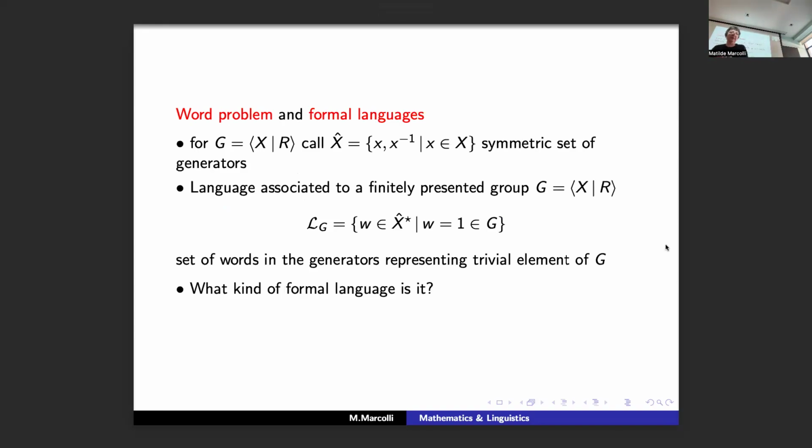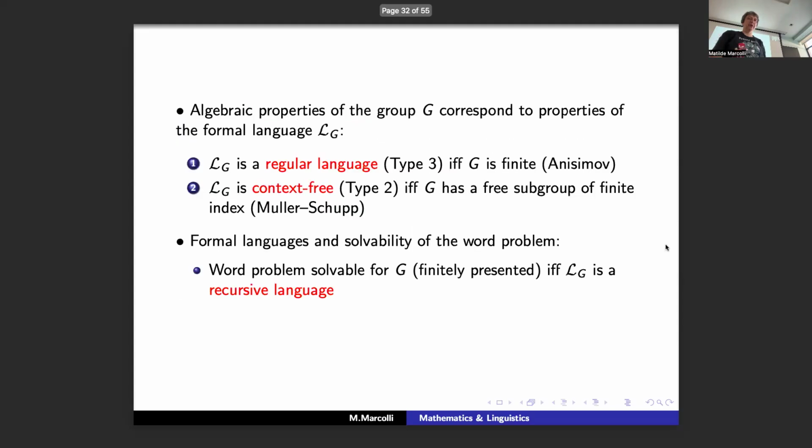One observation is that this question is naturally formulated as a problem of formal languages, in the sense that you can take the set of all possible words that you can write in the symmetric set of generators of the group. That's your overall alphabet, and all the words in the alphabet. Inside this, you can take as your language those words that are the identity in the group. So what kind of formal language is it?